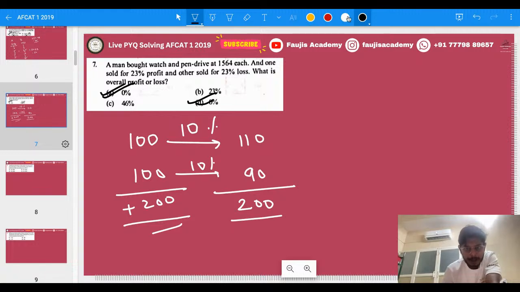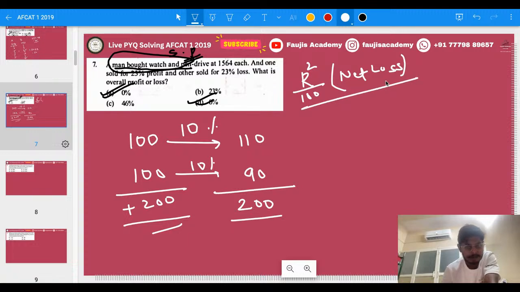Okay, had they told you they sold each of these, had they given you the selling price in that way, if they had given you that they had sold each for this much price, how do we do that? We find it like r square divided by 100. And in that case we always have a net loss. Net loss of r square divided by 100. Okay, right. All right, that's the special case.